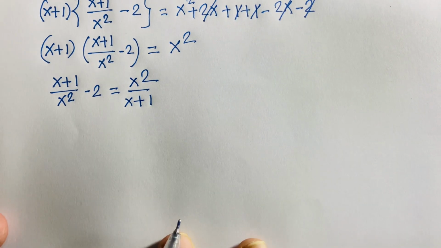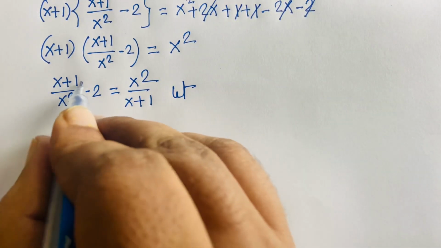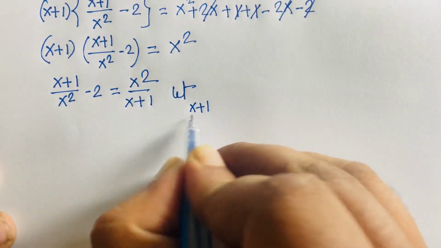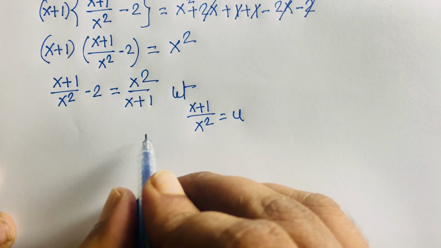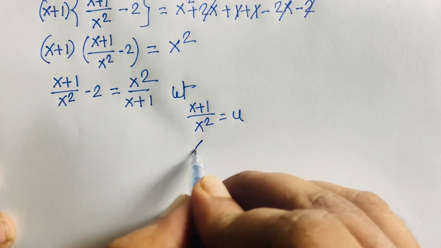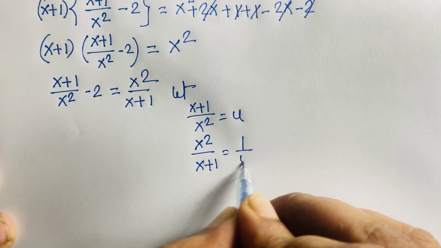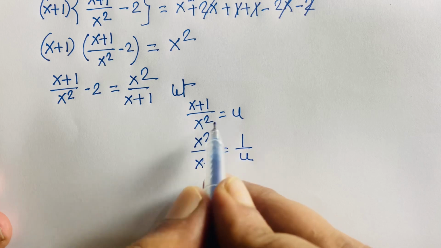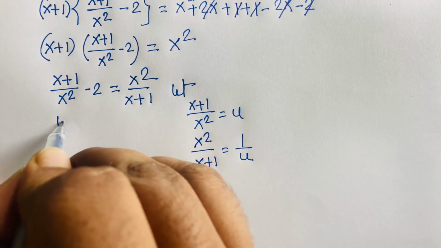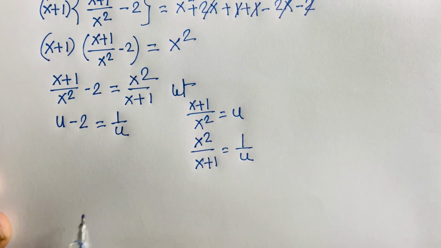Then at this moment, let, look, (x plus 1) over x square is equal to u. Then I can see easily in this case x square over (x plus 1), it will be 1 over u. Then if I put this value, this time I can say u minus 2 is equal to 1 over u.